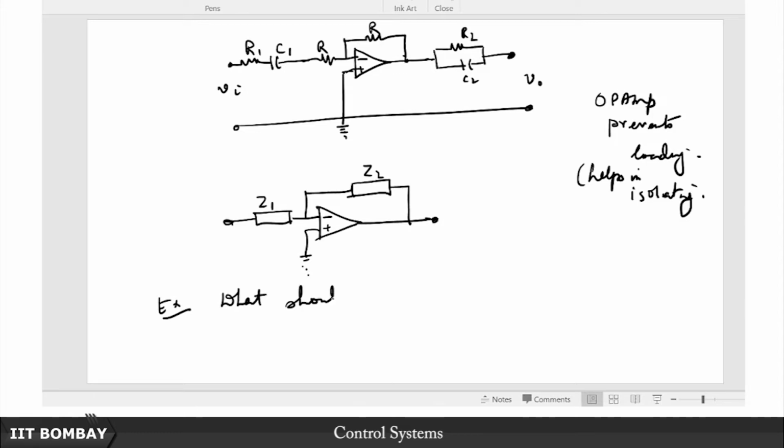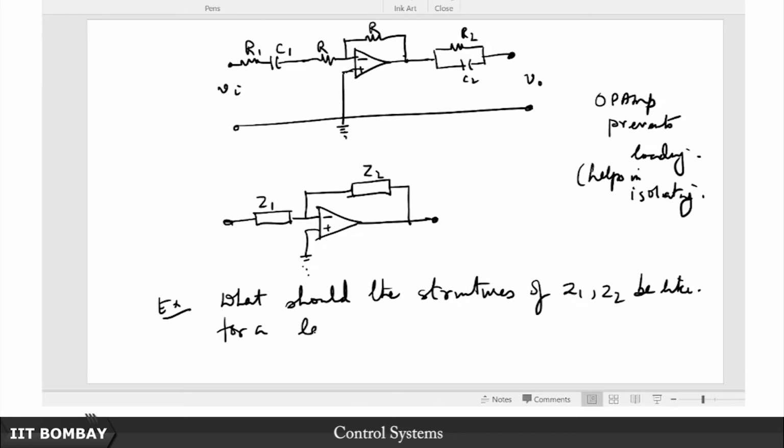what should the structures of Z1, Z2 be like for a lead compensator and a lag compensator. So, a hint is that they will both look the same, okay. So, you figure that out, which configuration, whether it is the parallel combination of the RC or the series combination of RC, whichever one works, just try to figure out which one is easier to work around with, okay.